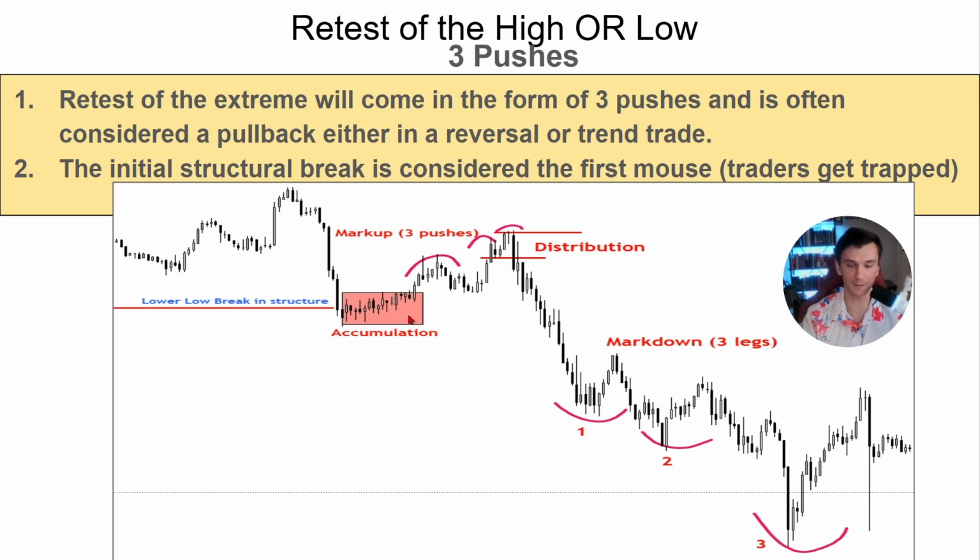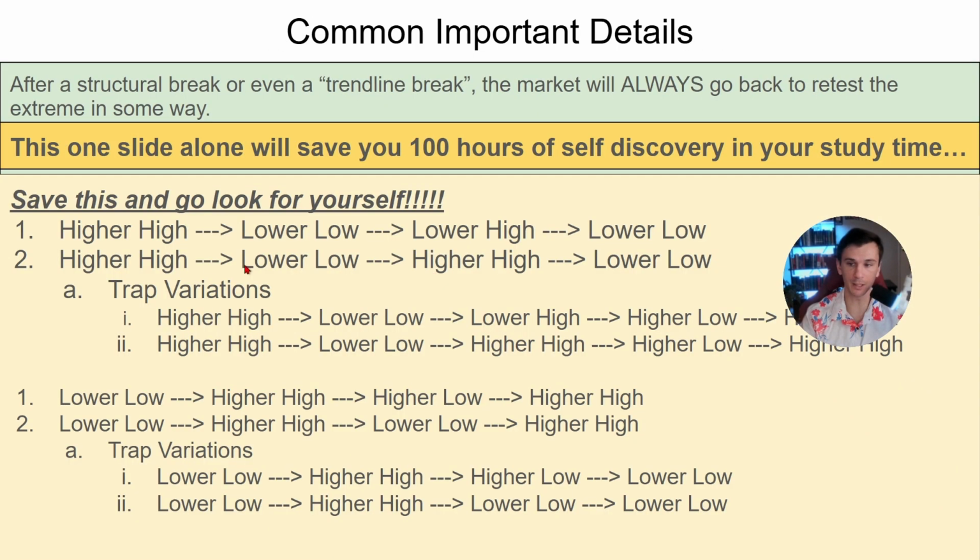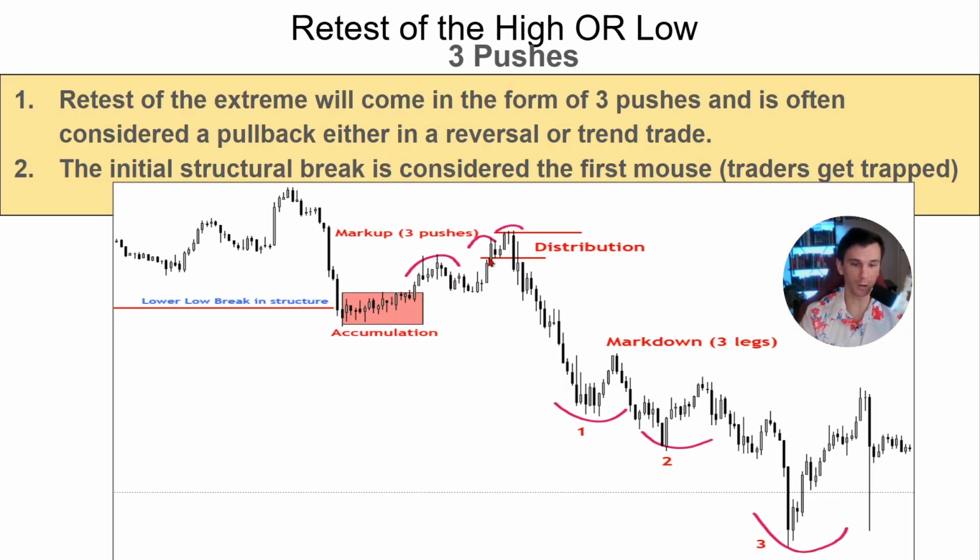So if we're going back to that cheat sheet, which variation are we currently looking at? We were looking at a lower low, higher high, lower low, lower high, and then going to make lower lows. And then on the way down, we can observe the exact same behavior for the markdown phase. We have leg 1, leg 2, and leg 3.